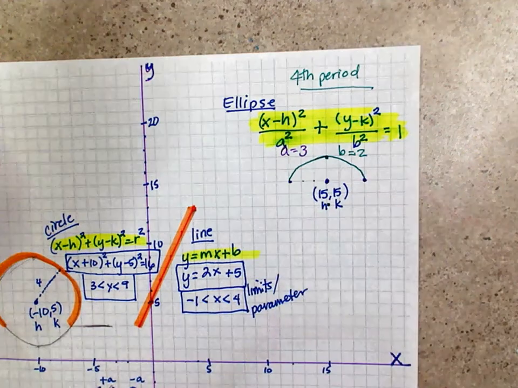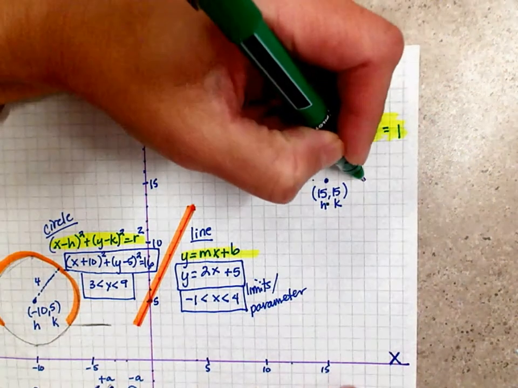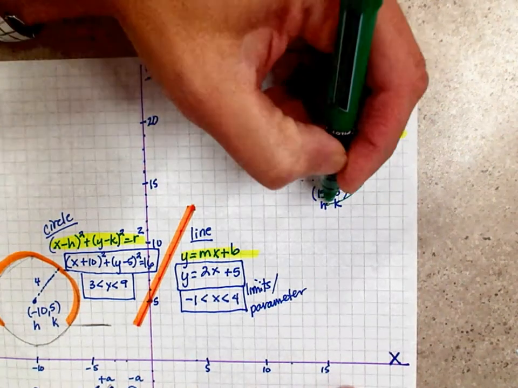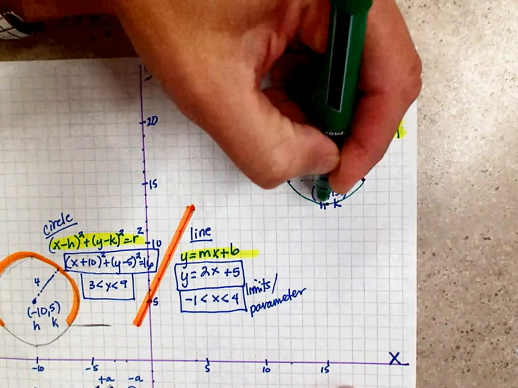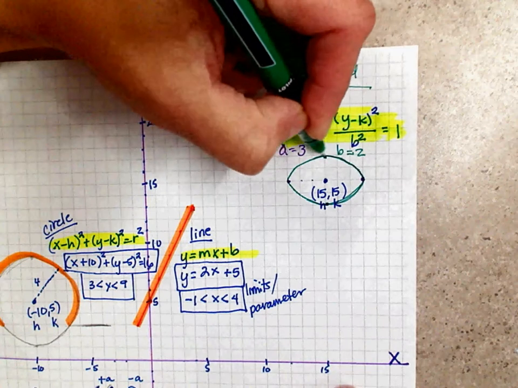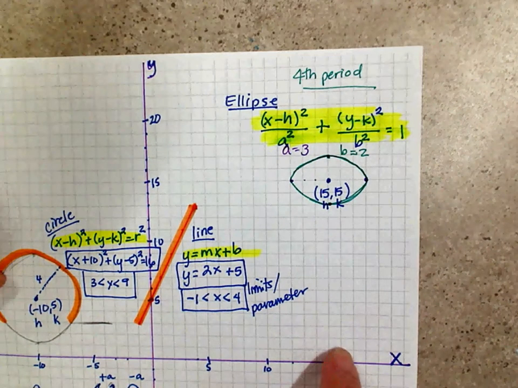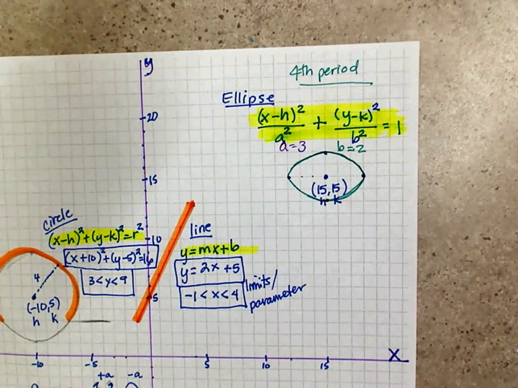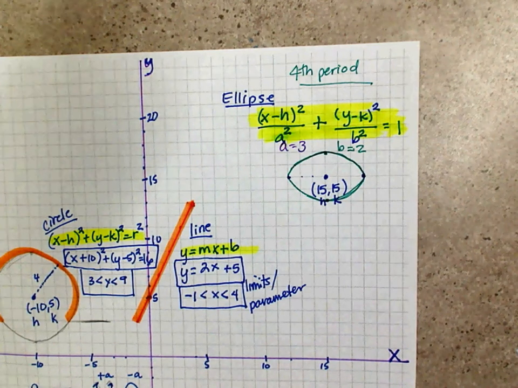Ooh, my left hand is so much better. Okay, you guys see that? I'm sorry. So 3 to the left, 3 to the right, 2 up, 2 down. Okay? All right. Now, let's go ahead and write our equation and see that so you can see what it looks like.